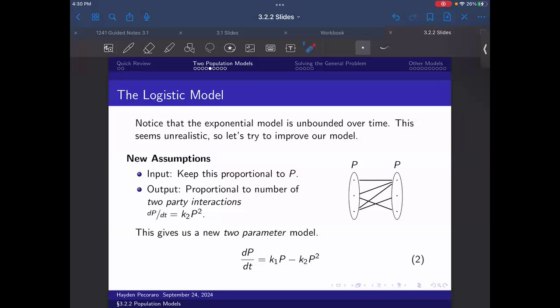Okay. All right. So now we have a 2-parameter model, because I can't just factor out the p now and have 2 constants added together. Now I have p and p squared. So if I try to factor out a p, I get the standard way to write this, p times k1 minus k2 times p. Okay, so we have this new model here.